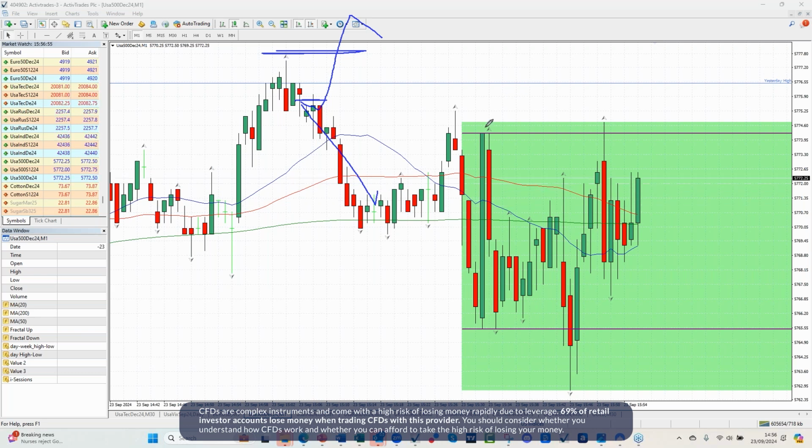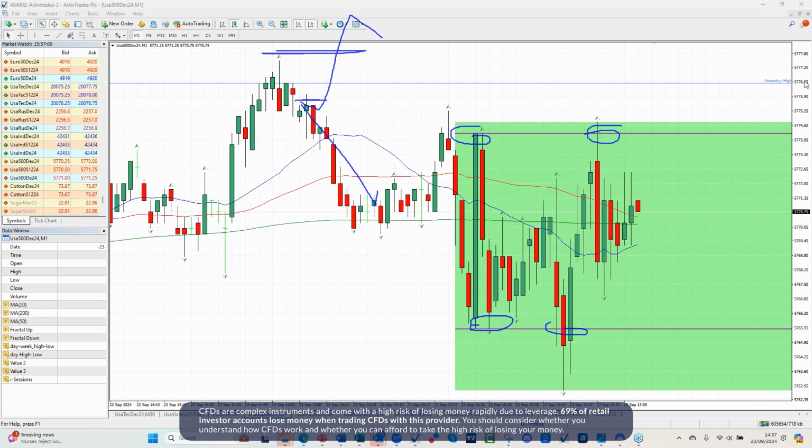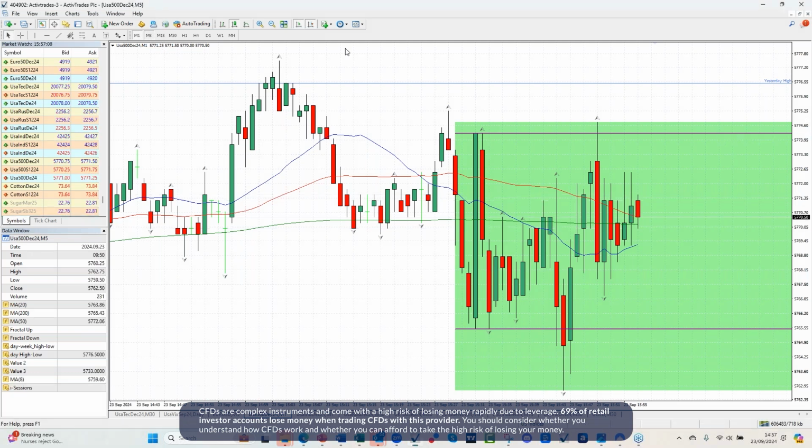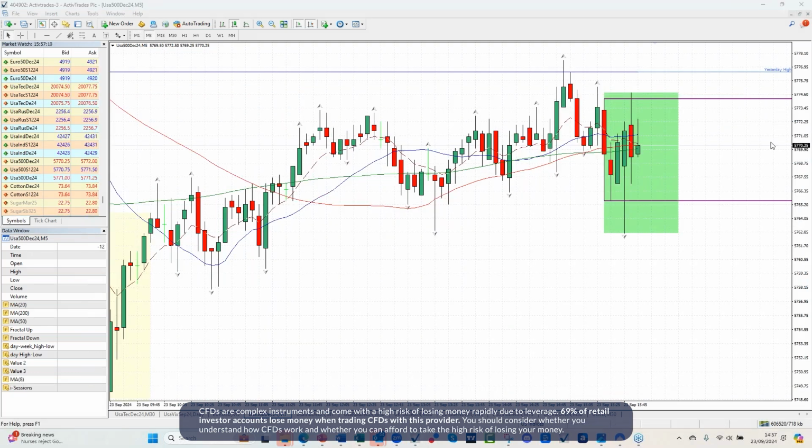But looking at this at the moment, it's quite a messy start, isn't it? In terms of the price action, it's looking a little bit choppy, and that's fine. It wants to do its thing. That's absolutely fine.